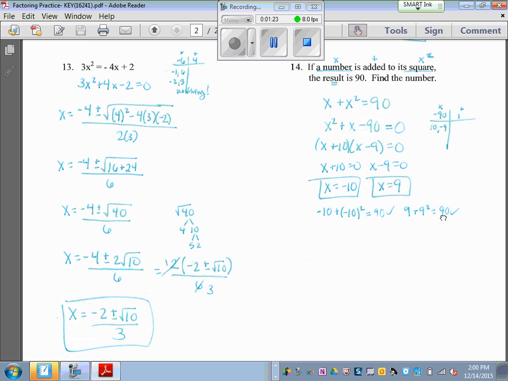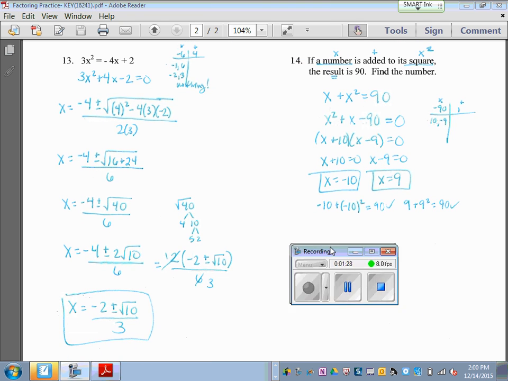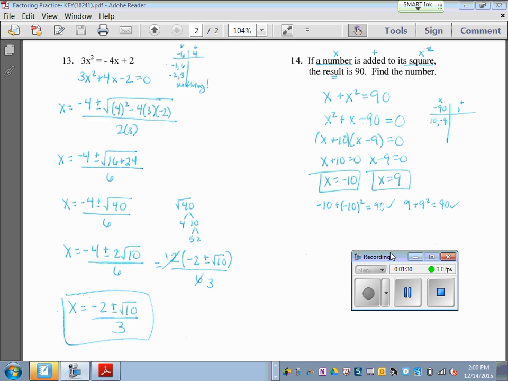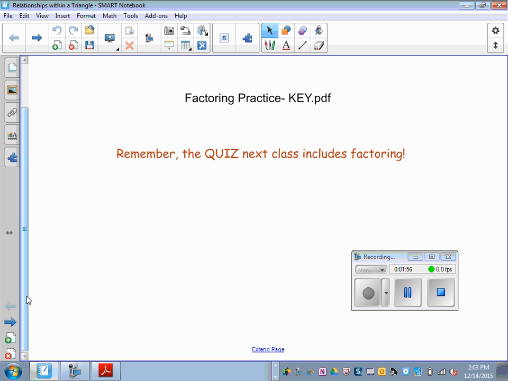Alright, and then 13 and 14. Make sure you do simplify your quadratic formula answers as much as you possibly can. You need to reduce those factors when possible. Also, thank you to those of you that actually did do number 14 and attempted it. I appreciate that. No questions on 13 or 14? No. Okay, let's take a look at number 6 then, since that was the one we had a question on. Remember, quiz next class.